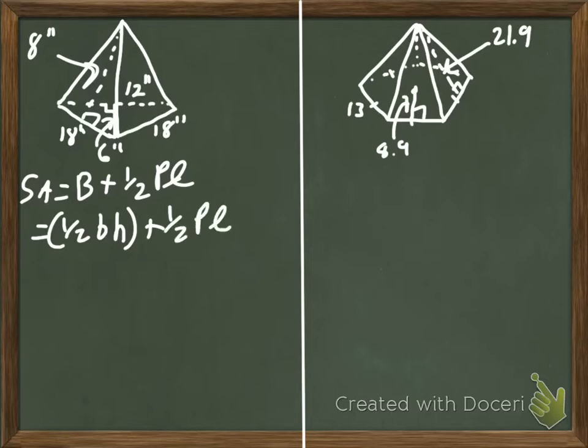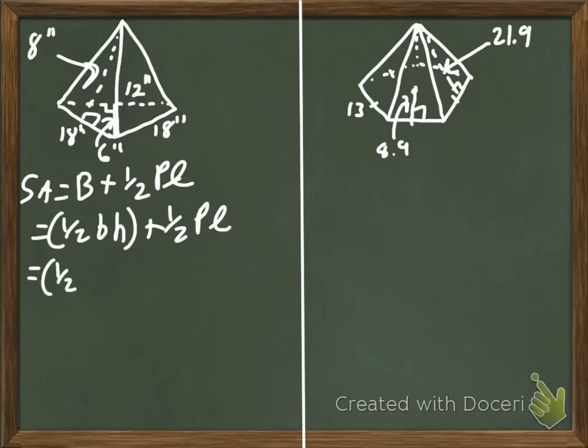And again, I highly suggest in place of area of the base, you put the formula and then you start plugging numbers into that formula. Don't just start to plug numbers in. You'll get stuff mixed up. It's always better to be safe. That way you don't lose some points for something silly like that.